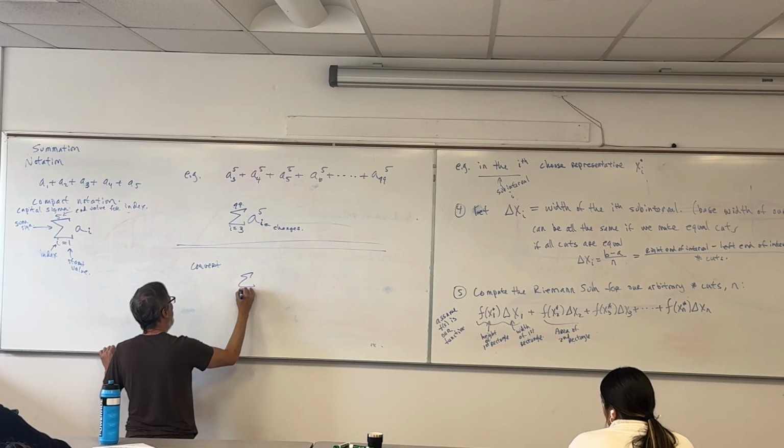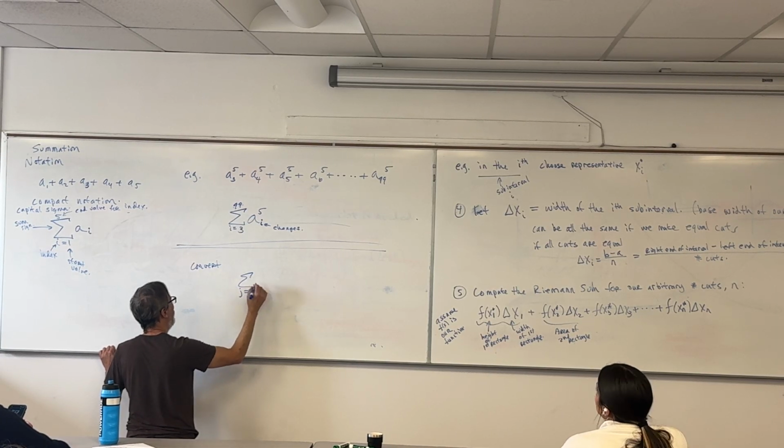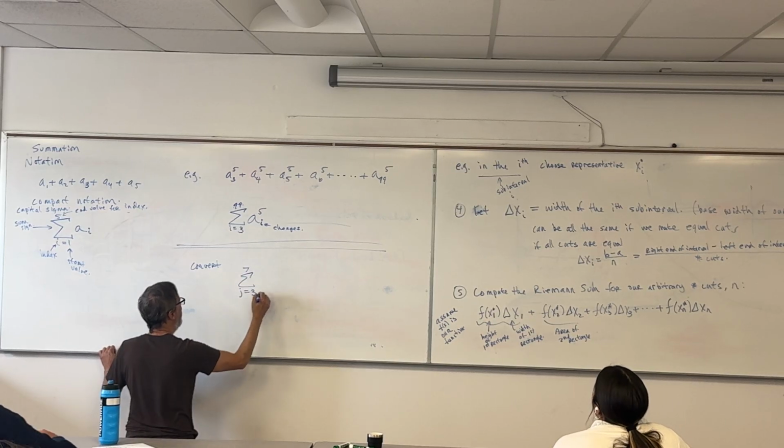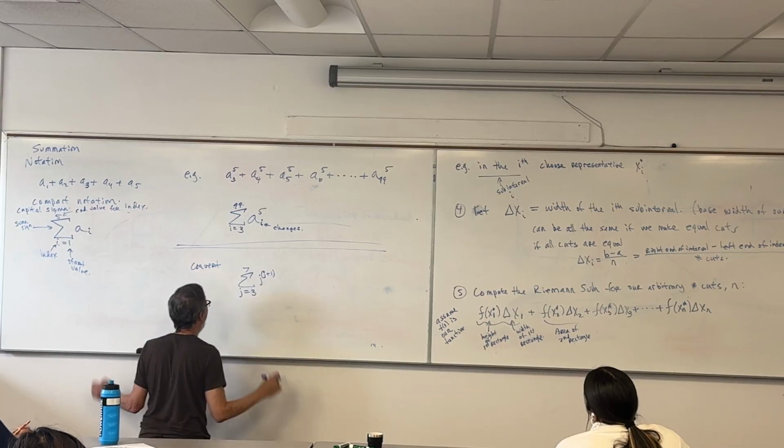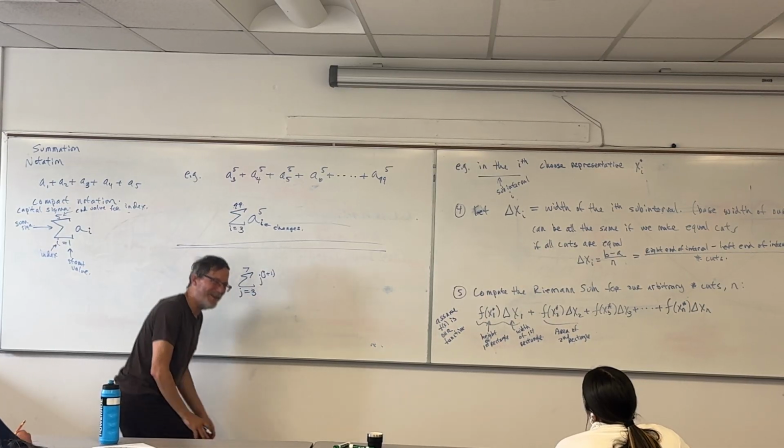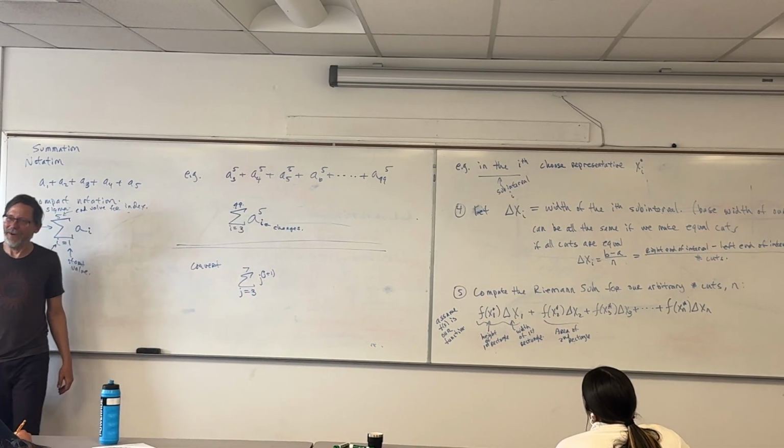The index doesn't always have to be i, so let's play a little bit. The sum from j equals 3 to 7 of j to the j plus 1. Okay, I kind of jumped in there. It just kind of had to be a jump.